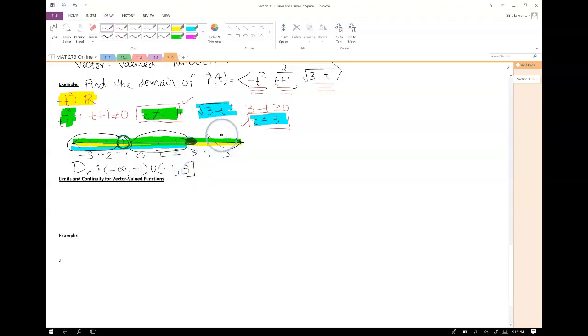And then this section we can't use because it was not shaded blue. So it couldn't be used for our third component function. So the two sections that we have that got colored all 3 times for all 3 component functions were the t values from -infinity to -1, and then -1 to 3.